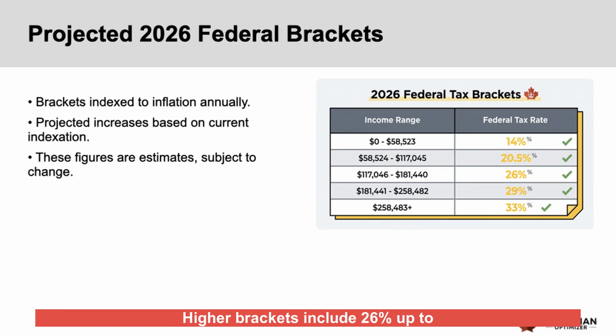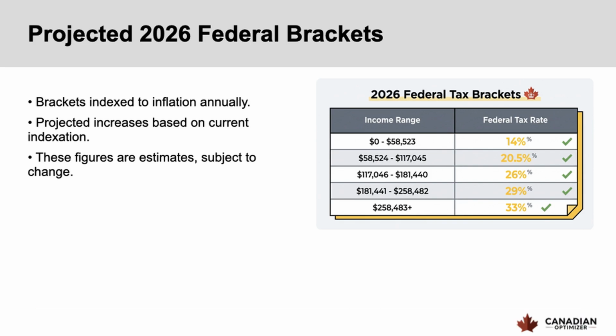$117,045. Higher brackets include 26% up to $181,440, 29% up to $258,482, and the top rate of 33% kicks in on every dollar over $258,482. These adjustments ensure that even as the cost of living rises, your tax system shifts with it to prevent bracket creep.